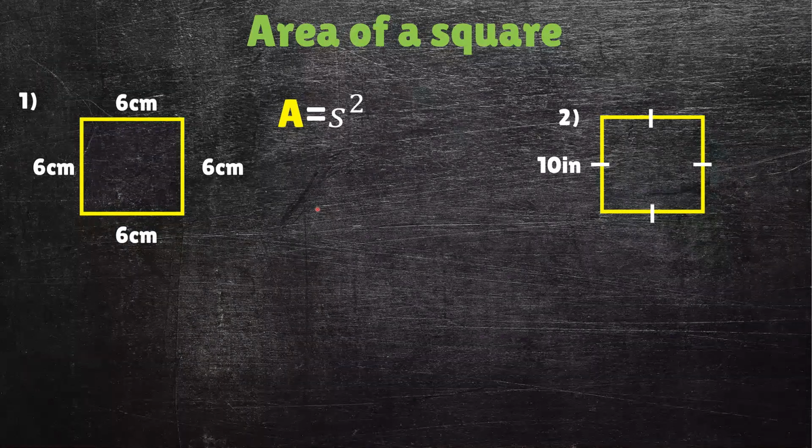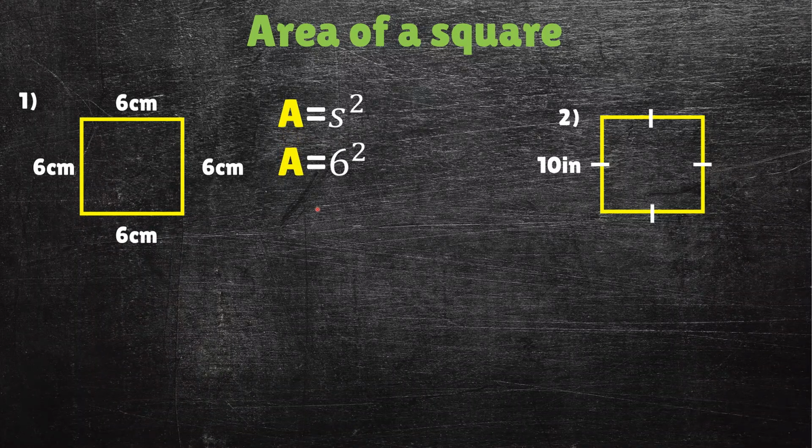For this square each side is 6 centimeters. So let's plug in 6 centimeters here for our side length. So 6 squared. 6 squared means 6 times 6, which gives us an area of 36 square centimeters.